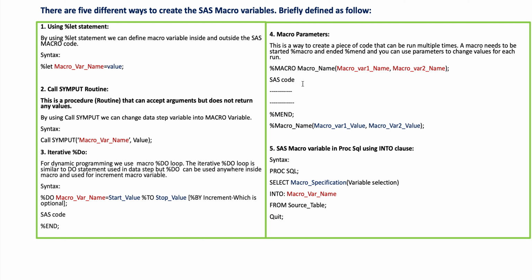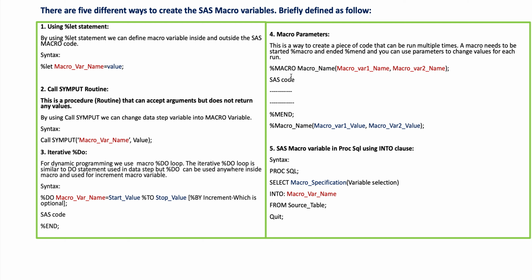Number 4, macro parameters. This is the fourth method. This is a way to create a piece of code that can be run multiple times. A macro needs to be started with %macro and ended with %mend. And you can use parameter to change the value for each run. Just changing the parameter, we can get the different value, but we run the same set of code.